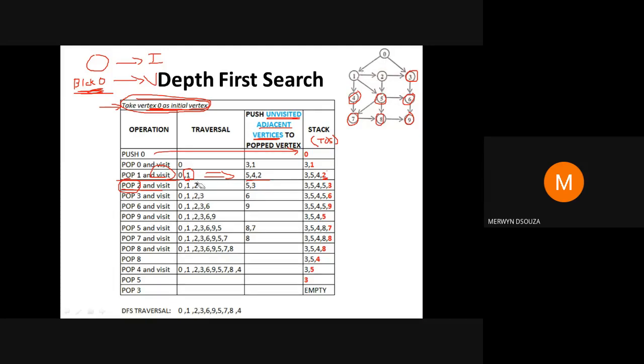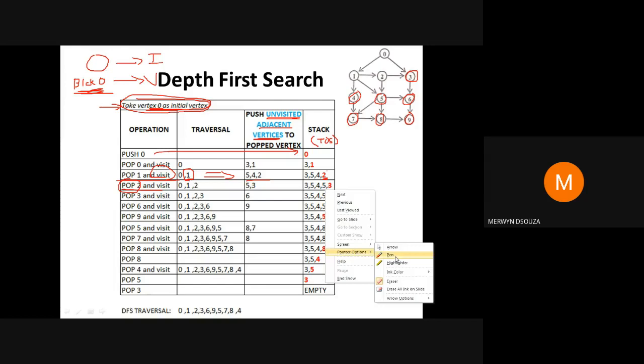Find out the adjacent vertices to 2. They are 5 and 3. Are they unvisited? Yes. How do you know? Because they still have a red circle. If they were visited, they would have a black circle, but they are unvisited, therefore they have a red circle. So you push these onto the stack.